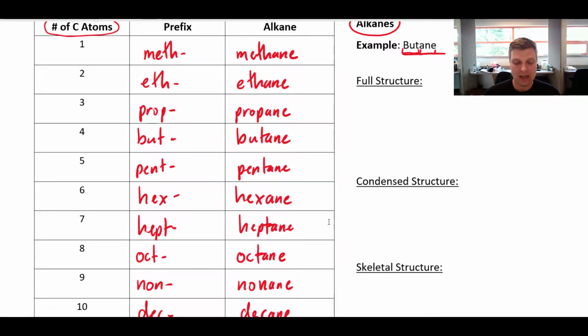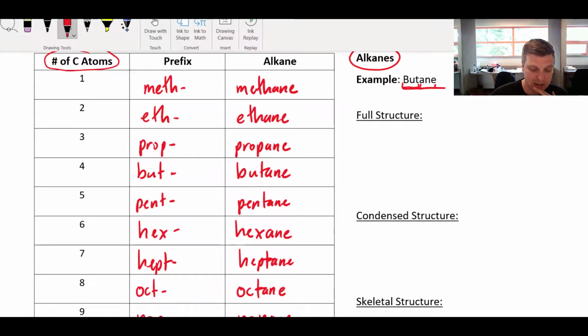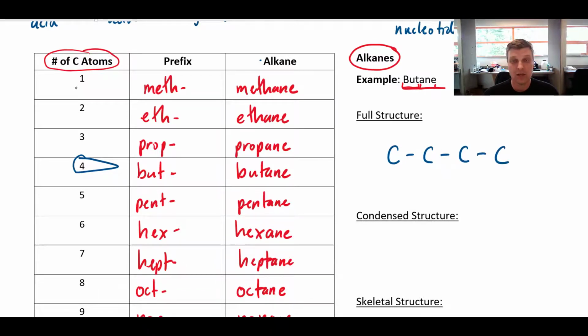Okay. Now, again, I said that alkanes are the simplest possible hydrocarbon chain. And so what will they look like? Well, if I want to make butane, I can just look at my chart here and I see that but means 4. So there's 4 carbons in my chain. So if I was going to draw this, I could have a carbon attached to a carbon, attached to a carbon, attached to a carbon, and that would make butane because there's 4 carbons all in a row, all in a chain.